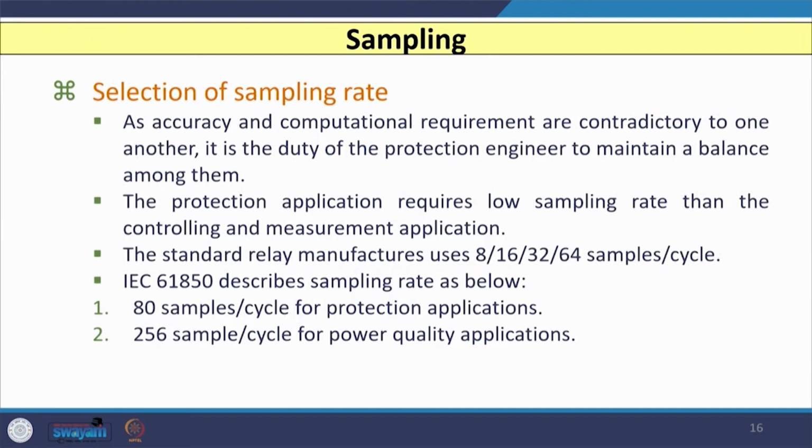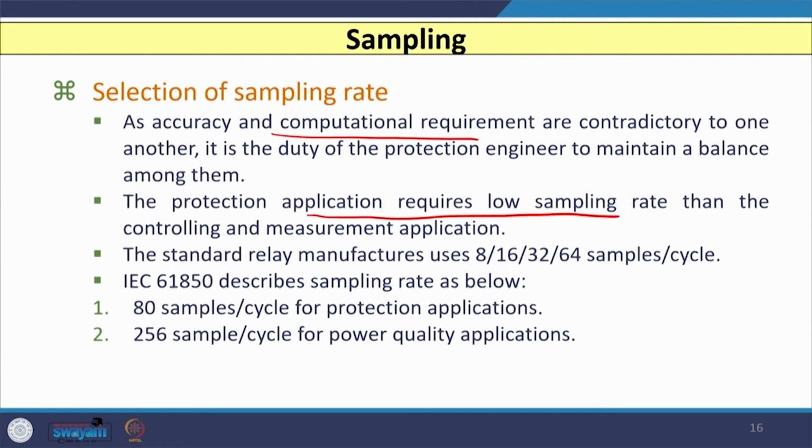So, when we select the sampling rate, we have to consider the 3 important parameters which we have discussed. However, as accuracy and computational requirement are contradictory in nature, it is the duty of the protection engineer to maintain a balance between these two things. For all protection applications, normally a low sampling rate is required compared to control and measurement applications.